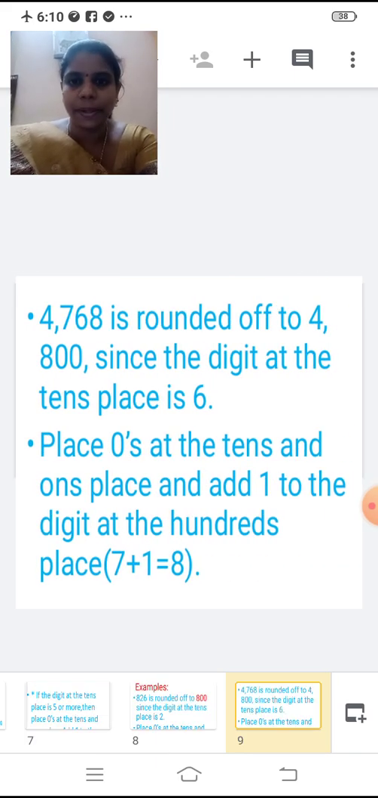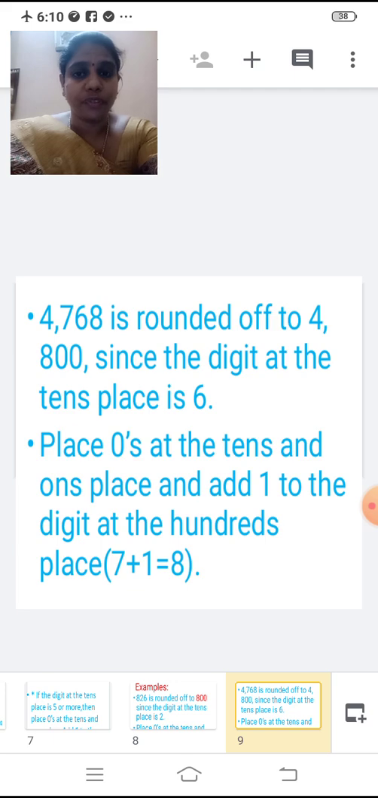So second example, 4768. Now you are going to round off this number to the nearest 100. Now tell me, children, to round off to the nearest 100, what digit do you have to see? You have to see the digit at the tens place, isn't it? So what digit are we having in the tens place? Yes, 6. Very good, 6.